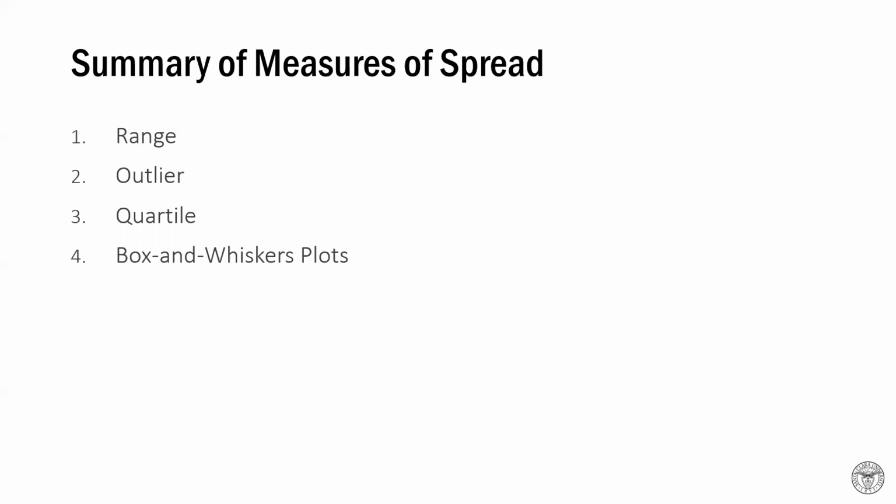In this video, we have defined what are range and quartiles. We have also learned how to compute and interpret percentiles, quartiles, and box and whiskers plots. Based on the box and whiskers plot, we can further define outliers and extremes in a more subtle way. This concludes this video. Thank you.